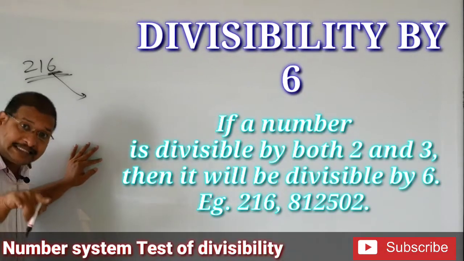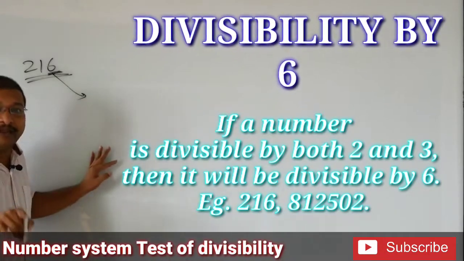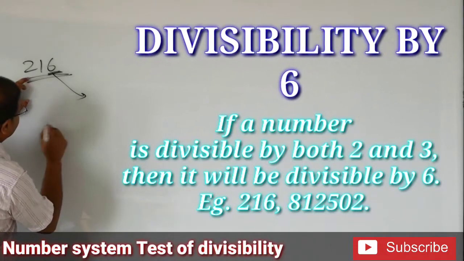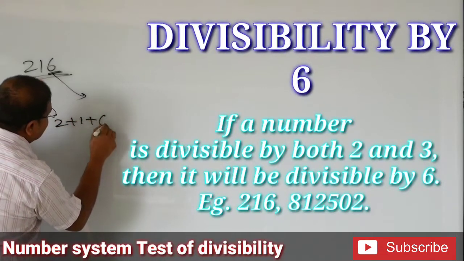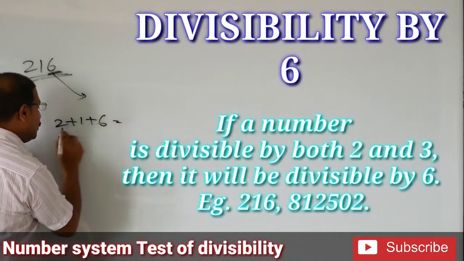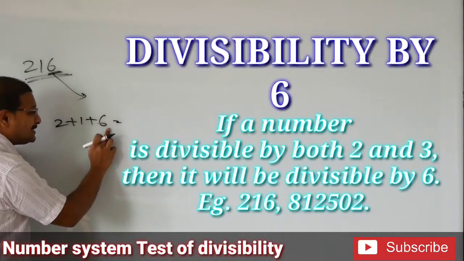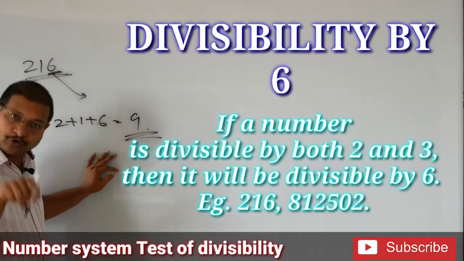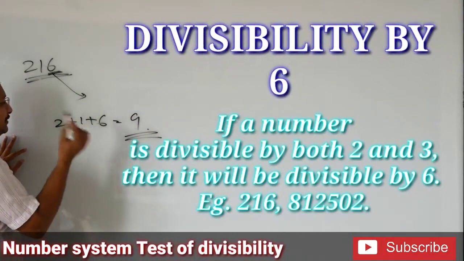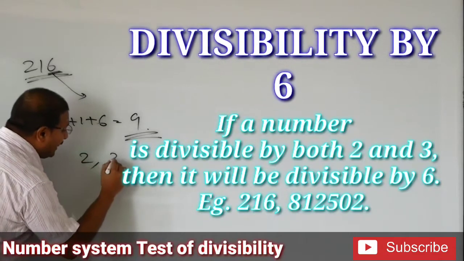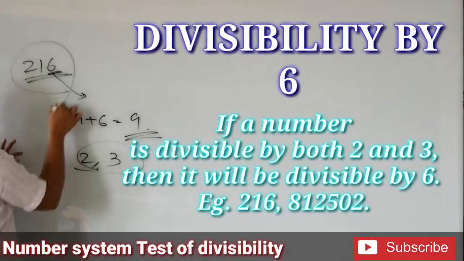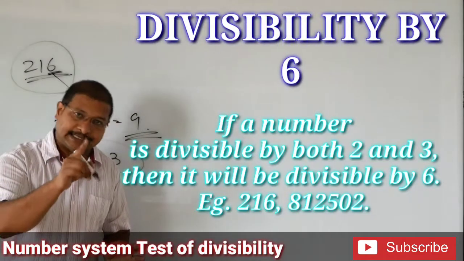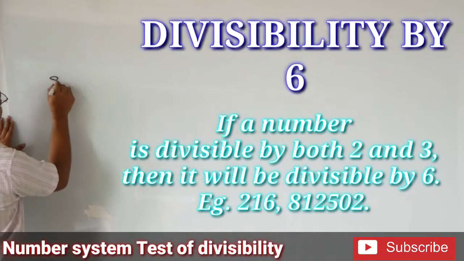And if you want to test whether it is divisible by 3, what will you do? You will take the sum of the digits. 2 plus 1 plus 6. 2 plus 1 is 3, 3 plus 6 is 9. Yes, 9 is divisible by 3. That means this number is divisible by 2 and 3. That means the entire number is divisible by 6. Let us see the next number.